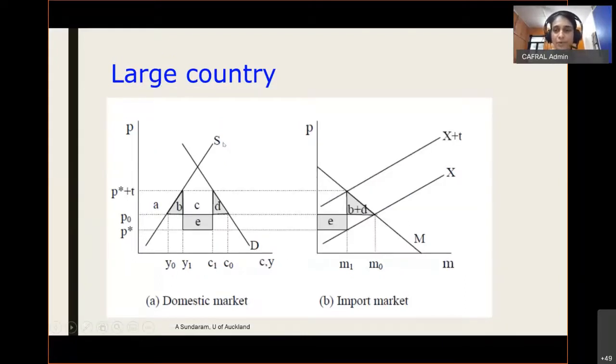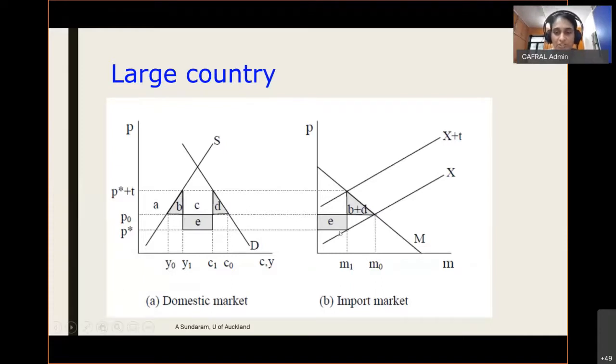What happens if you are a large country? If you're a large country, then the key difference is that you're going to have an upward sloping export supply curve. In other words, at a high price, you will be able to import a larger amount. So your export supply is an upward sloping line instead of being perfectly elastic at the point P star. Now, let's run the exact same thing like before. So what if the government comes in with a tariff and it's a large country government?